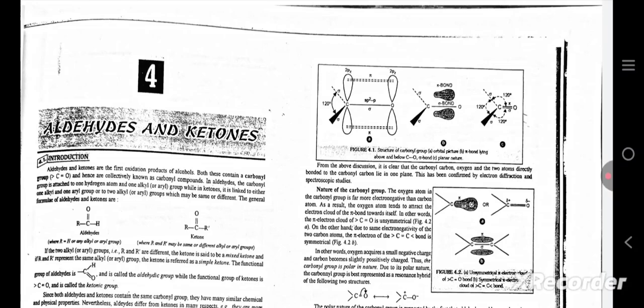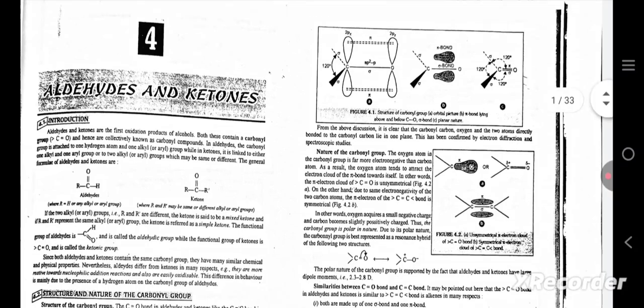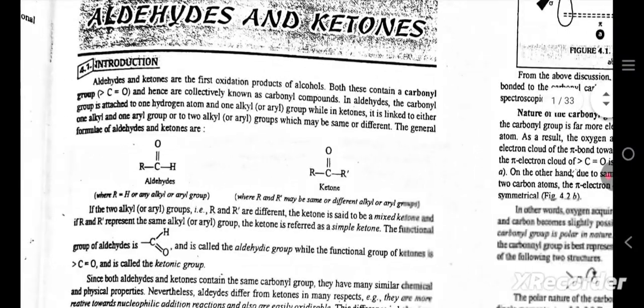Today in this video I am reading Aldehydes and Ketones. Introduction. Aldehydes and ketones are the first oxidation products of alcohols. Both these contain a carbonyl group and hence are collectively known as carbonyl compounds.